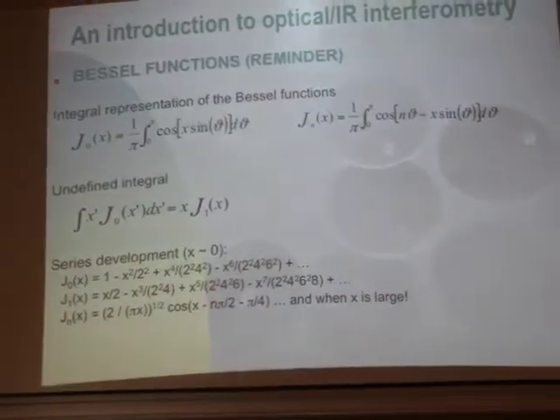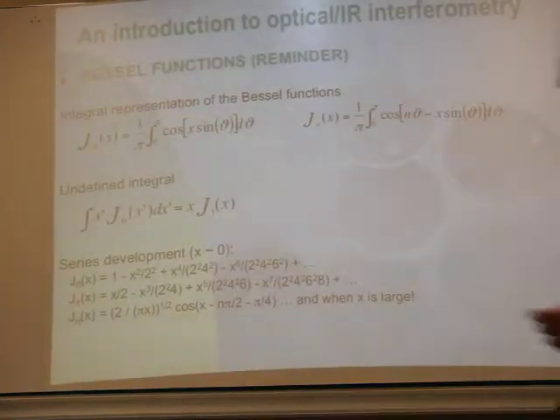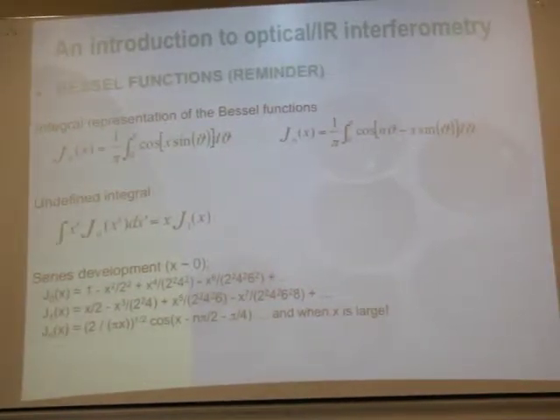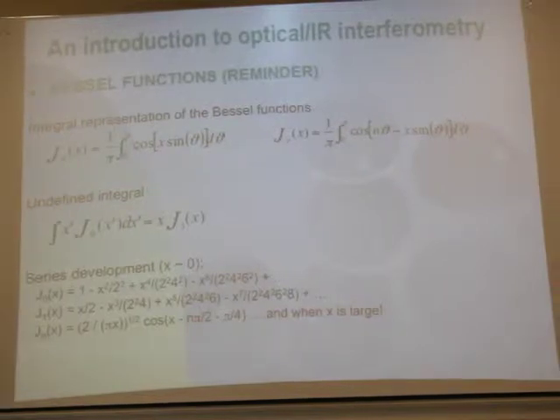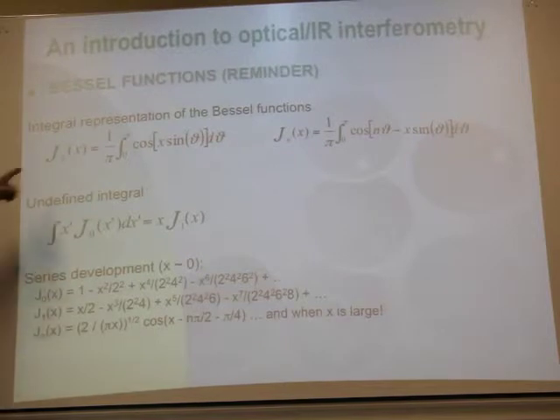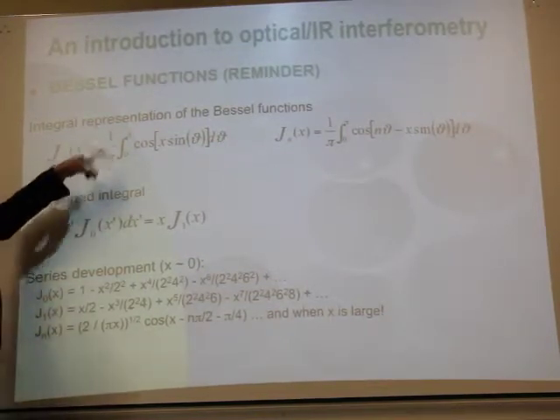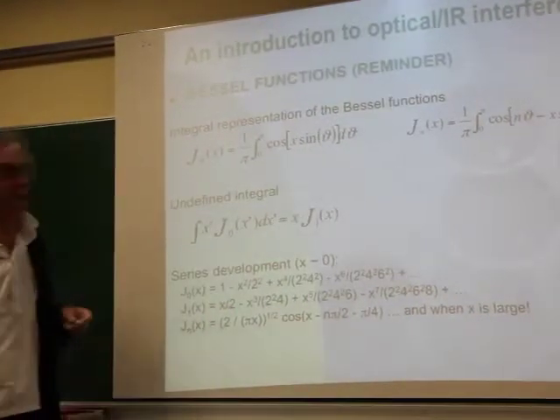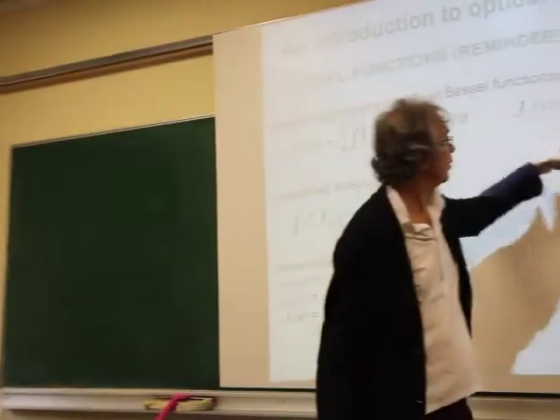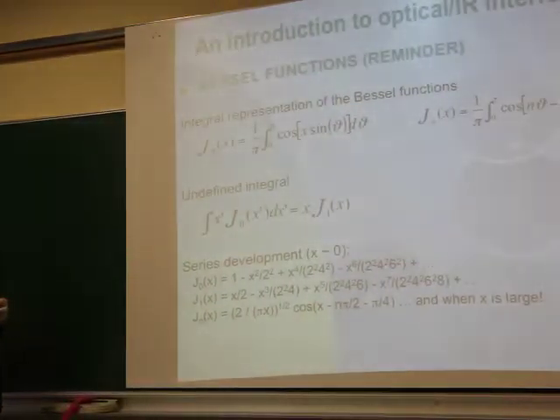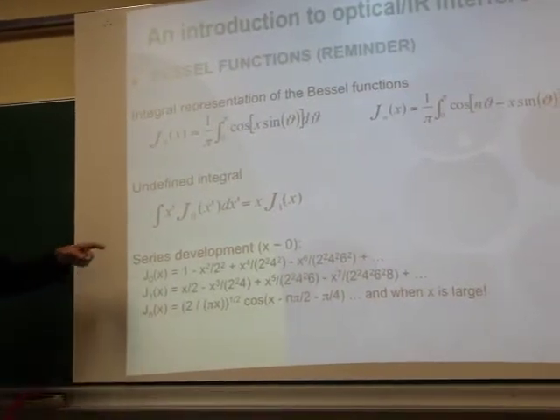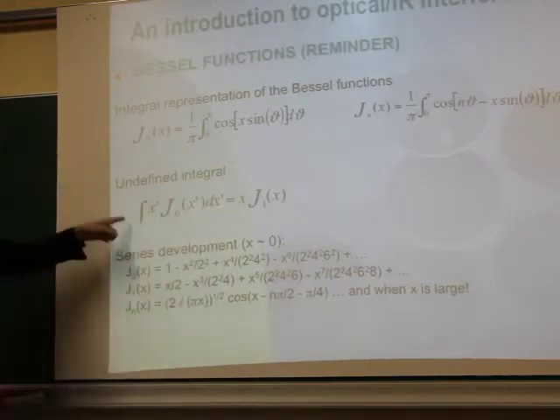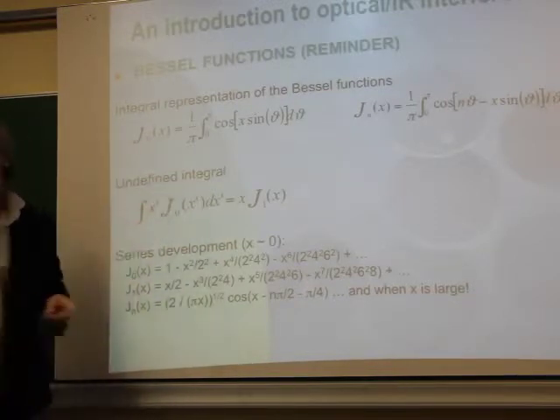Important properties of the Bessel functions. The definition of the zero-order Bessel function, J0(x), is the following: 1 over pi, integration from 0 to pi, cosine of x times sine theta, d theta. Now, for any higher order, the real definition is the following one, and you see it also applies for n equals 0. But there is an interesting property: as you go to the first-order Bessel function, you find that it is this expression divided by x, and this is the integration of x prime times the zero-order Bessel function.